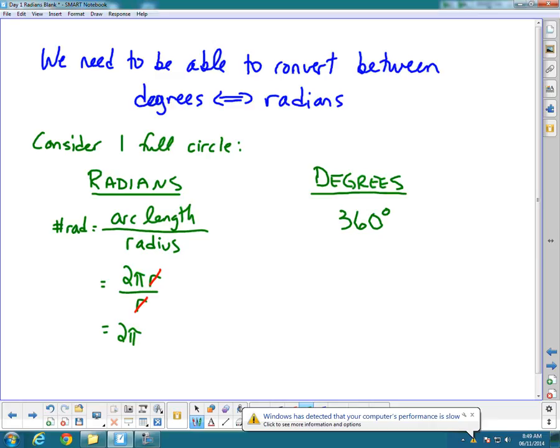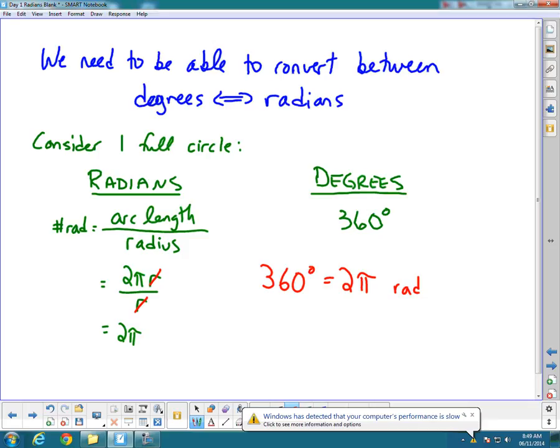So our first big learning is this: 360 degrees is the same as 2 pi radians. We know it's around 6.28, but we're not going to say that. We're going to say 2 pi. And all today is getting used to that and using it in different angles or situations.